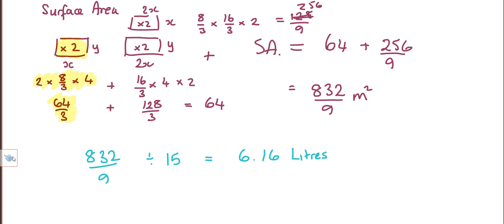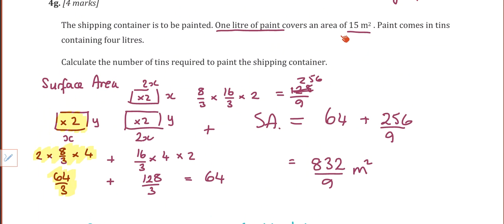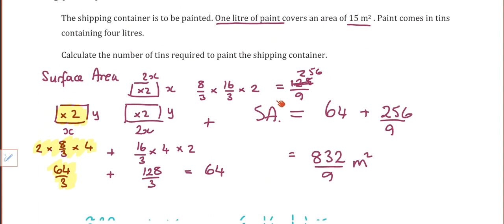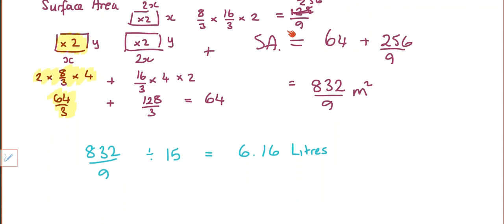Alright, and we've got our final thing that then says paint comes in tins containing 4 litres. So calculate the number of tins required to paint the container. So how many tins do we need? 2. 2 tins.